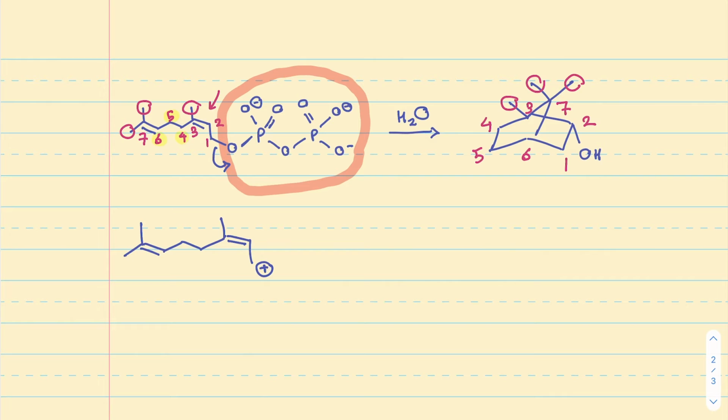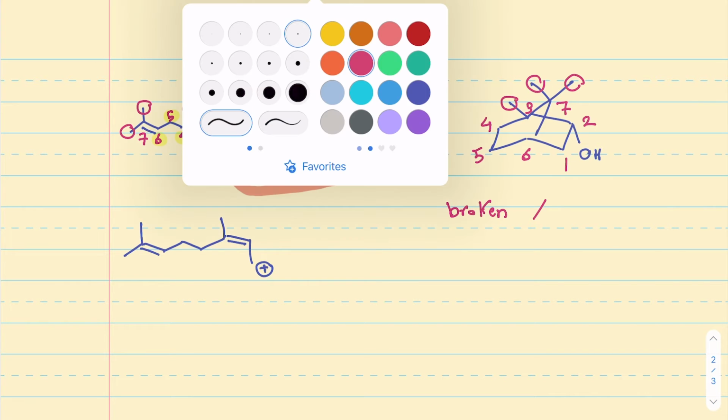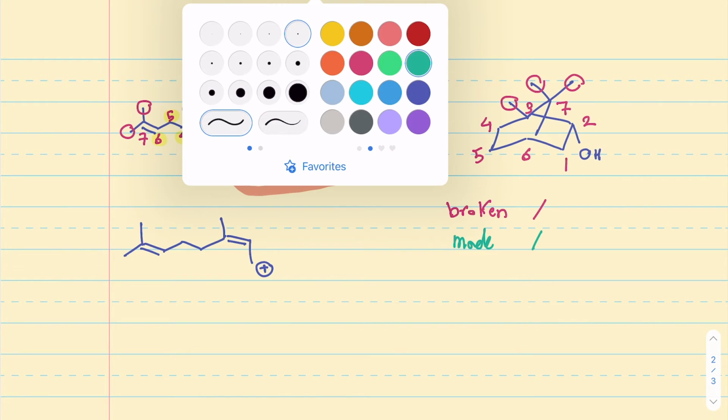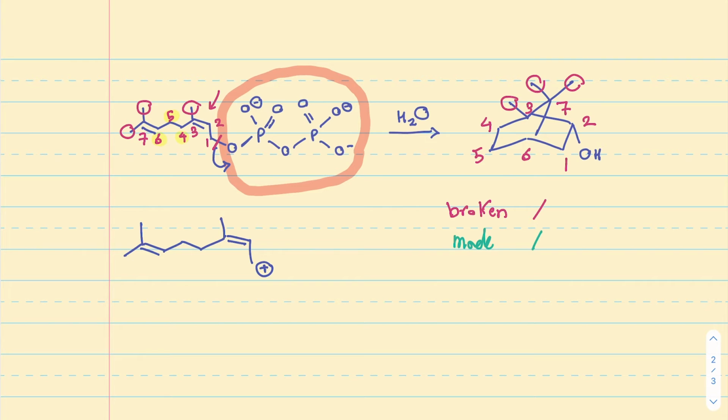And with that being said, the bonds that are being broken I'm going to show in red, and the bonds that are made I'm going to show in green. So obviously the bond being broken is the bond between the carbon and the group that we decided is the leaving group. Let's see what else. 3 is being connected to 7. Okay, so 3 is being connected to 7. What else?